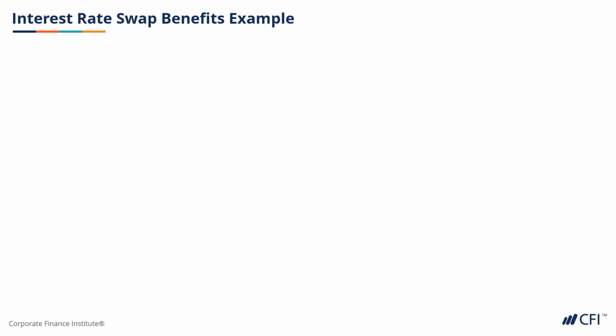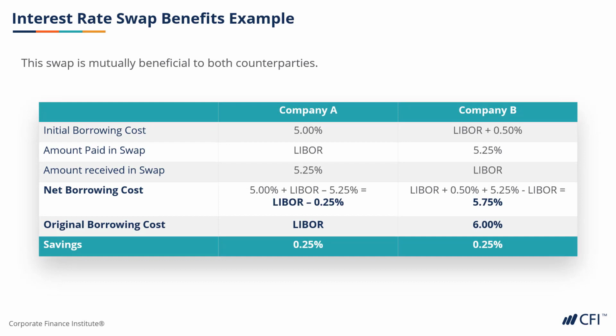Let's look at this in a bit more detail. So let's start with Company A. Recall that Company A's initial borrowing cost is 5%, but it actually wants to pay LIBOR. What it receives on the swap is 5.25%. So its net borrowing cost is ultimately LIBOR minus 25 basis points. So Company A is saving 25 basis points.